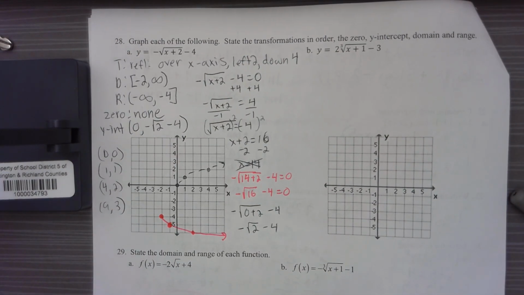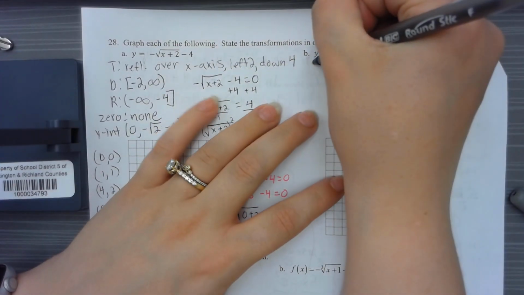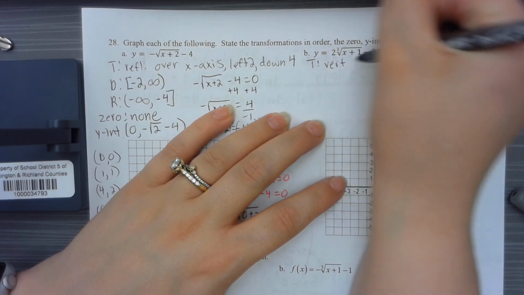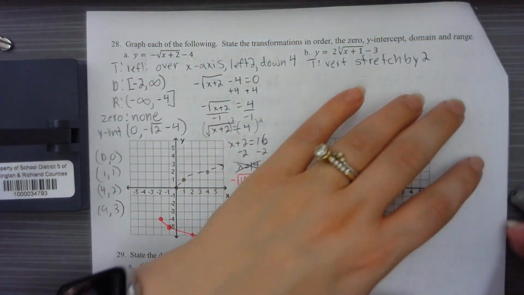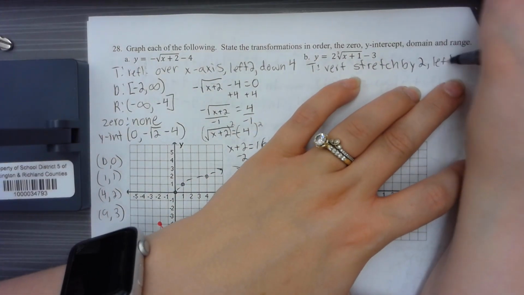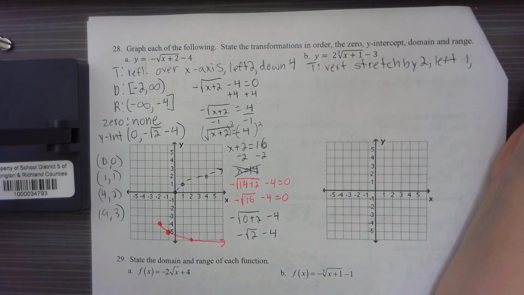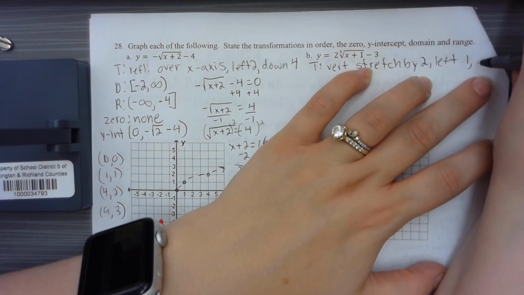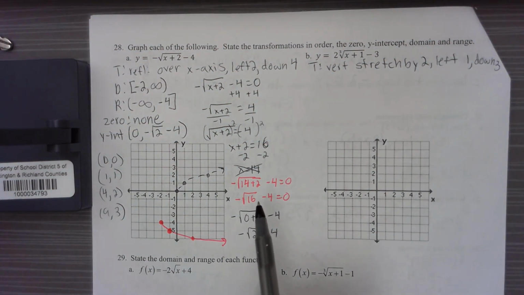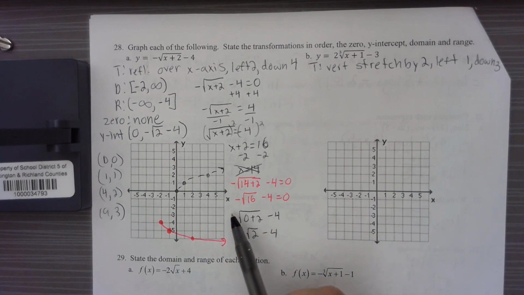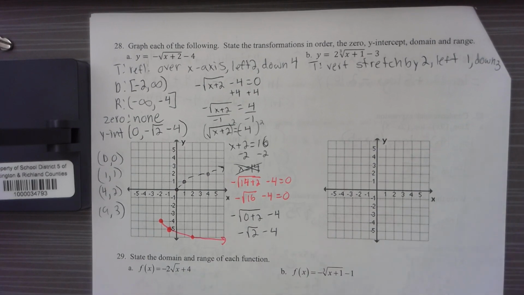Okay, so this one is a cube root graph. And the transformations, the 2 out front tells us that we are doing a vertical stretch by 2. And then we're moving to the left one and down 3. And also on the last one, for 9, 3, it'd be 9, negative 3. And then if I move to the left 2, it wouldn't get me still onto the graph. So that's why I didn't plot that one.